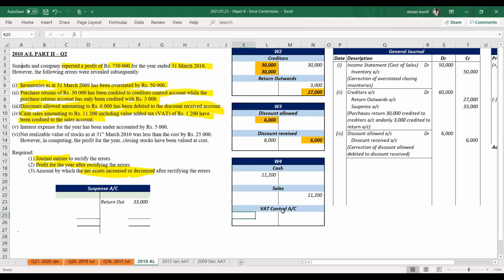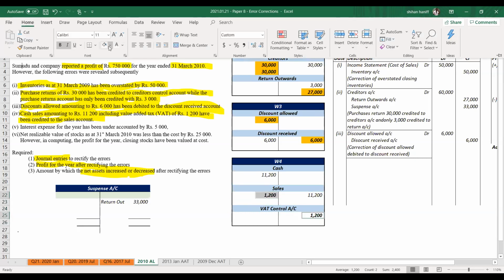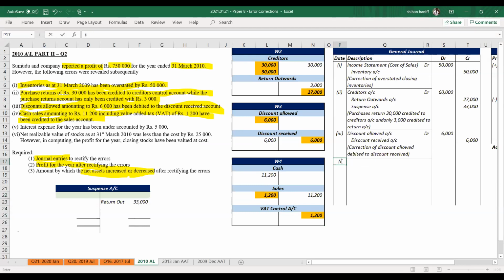This is a sales VAT, or in another term, it's called output VAT. So the VAT amount in the sales we have to debit, deduct from the sales, and that should be credited to the VAT control account. So correcting entry, sales account debit. But you can't credit the sales account. That should be separately shown in the VAT control account.